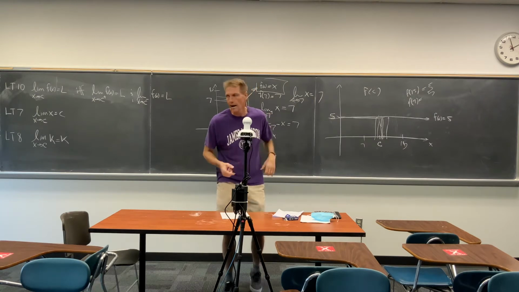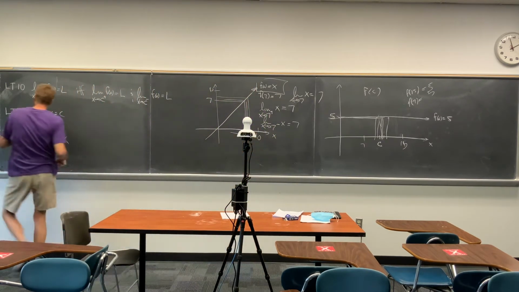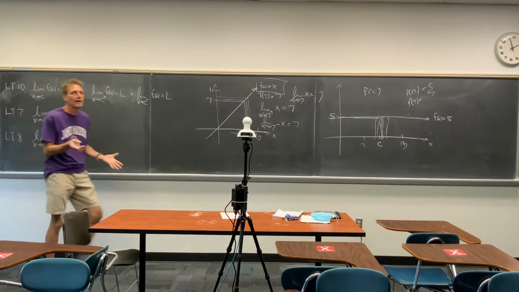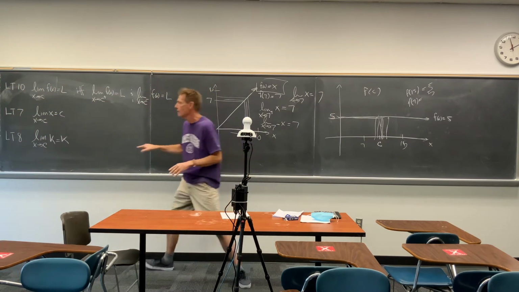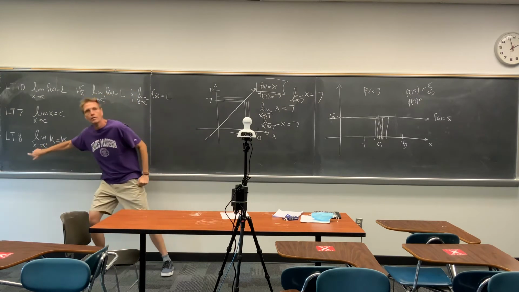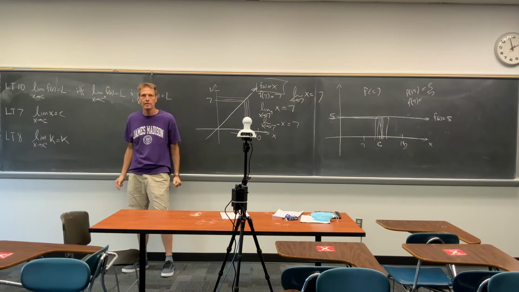5. Okay, so this is what limit tool 8 says. Whenever you have a constant, whenever you have a dead man's graph, the limit as x approaches c is just going to be that constant.